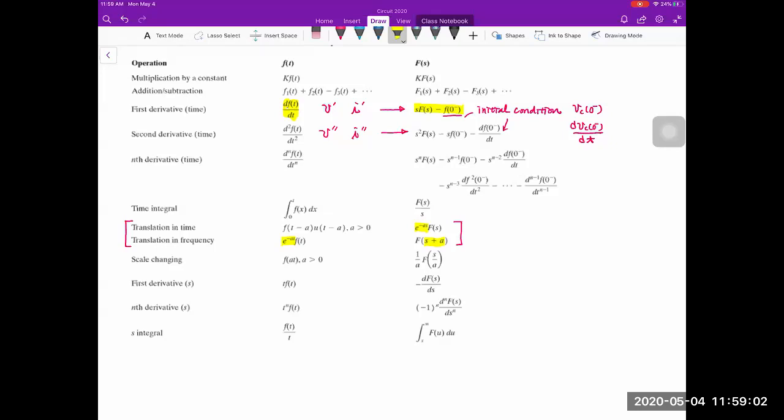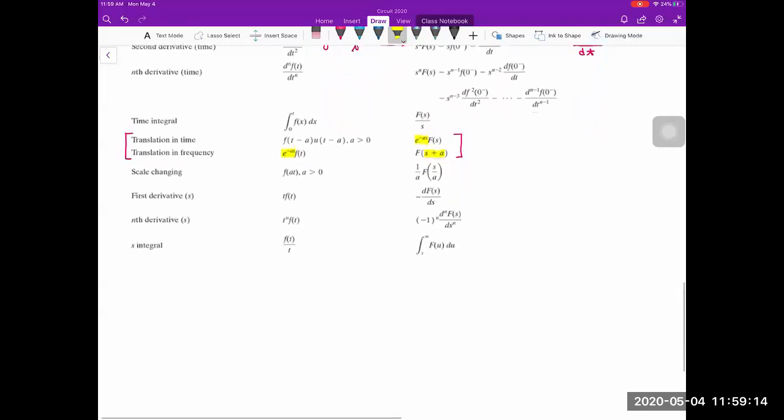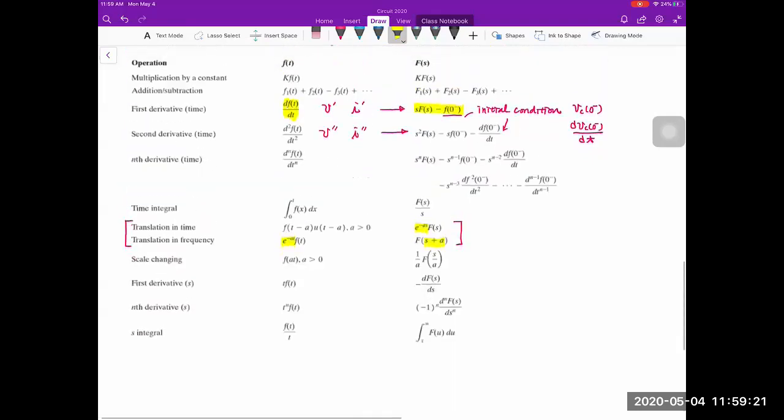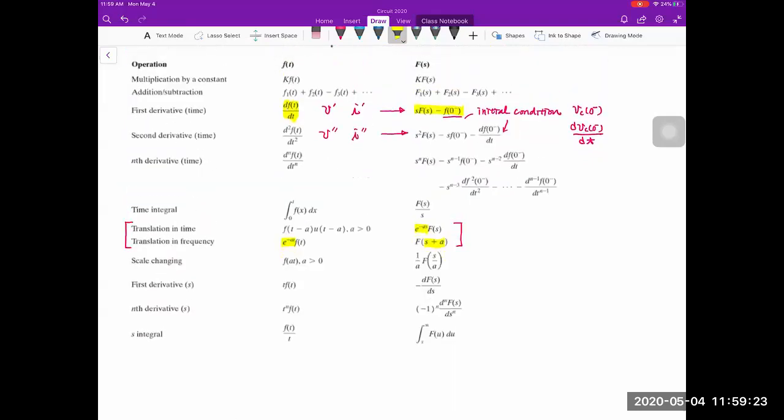Okay, any question about this part? This is a very quick review. I don't know how good your Laplace transform is right now. If we give you a problem in the Laplace transform, would you be able to solve it in maybe 20 minutes?